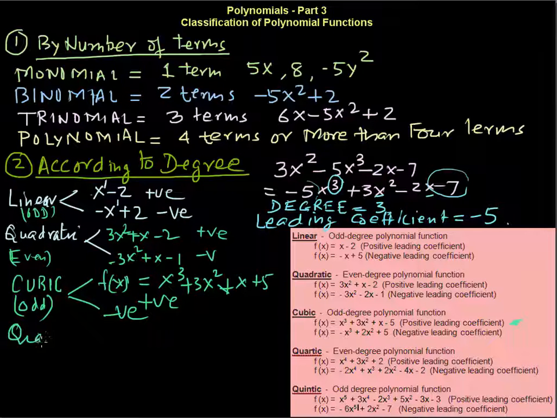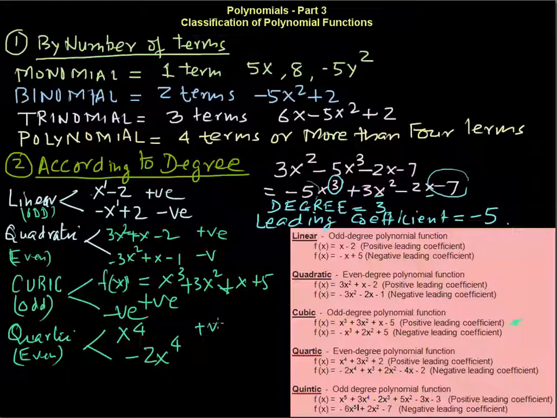And then we have quartic. Quartic is an even degree polynomial function, and it has two parts. For the positive leading coefficient, the first term I am writing as x to the power 4. The second term I am writing here as x to the power 4. This one has a positive leading coefficient, and this one has a negative leading coefficient.